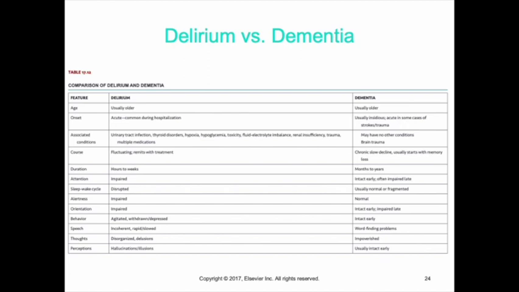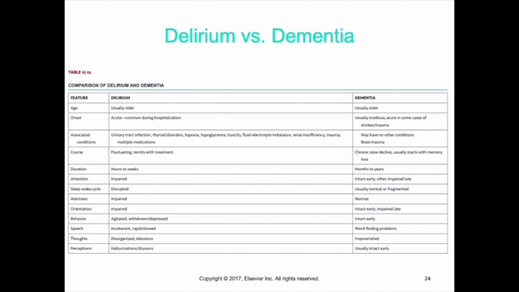You're often going to be asked to understand the difference between delirium versus dementia. This table is a good comparison of delirium and dementia. You can see that with delirium, the age of onset is usually going to be older adult patients, just like dementia. So there is a similarity there. However, you note with the onset, delirium is acute and it commonly occurs during a patient's hospitalization versus dementia, which is usually insidious, acute in some cases of stroke and trauma.